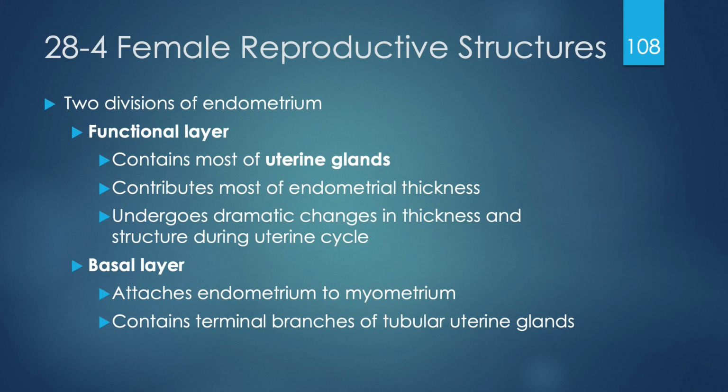The endometrium has two distinct layers, the basal layer and the functional layer. So the basal layer, like its name, is at the base of the endometrium, attaching the endometrium to the myometrium below it. And so the basal layer will have terminal branches of tubular uterine glands, which we'll look at in just a moment. Now the functional layer is the more superficial of the two layers of the endometrium. And the functional layer is the one in which most of the uterine glands are present.